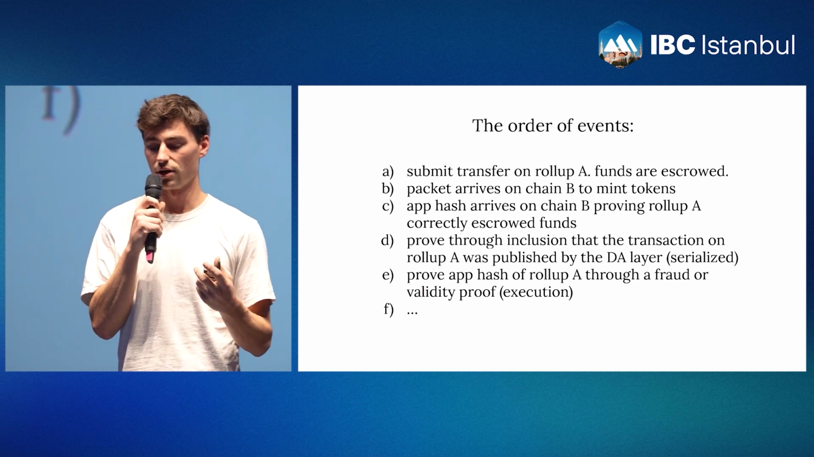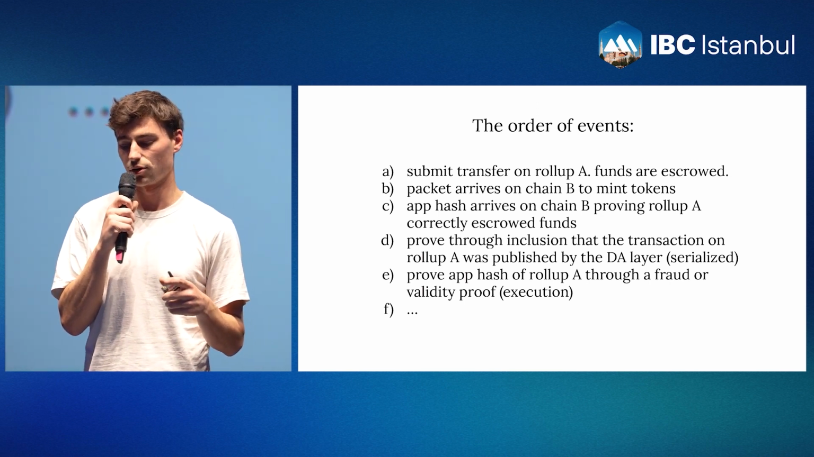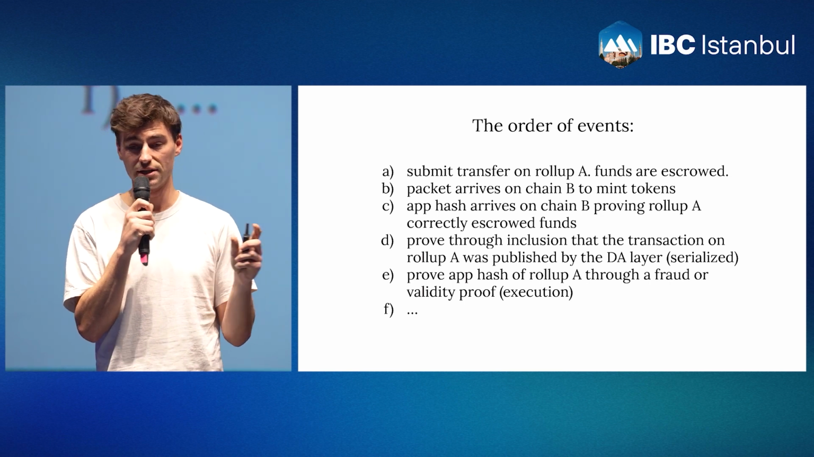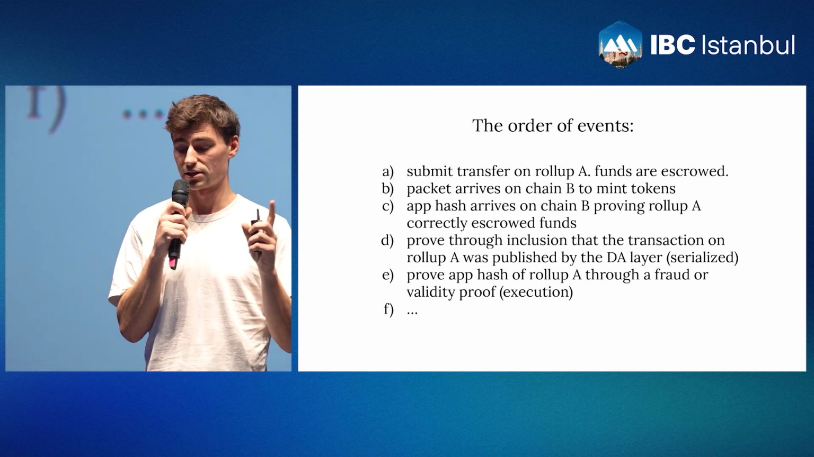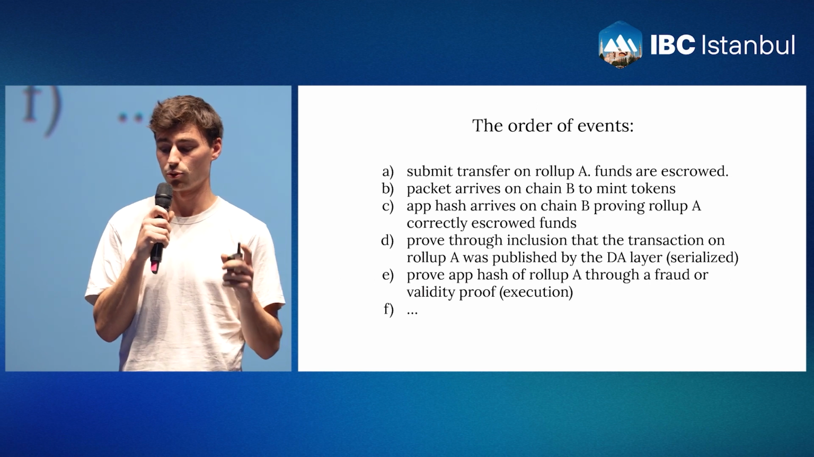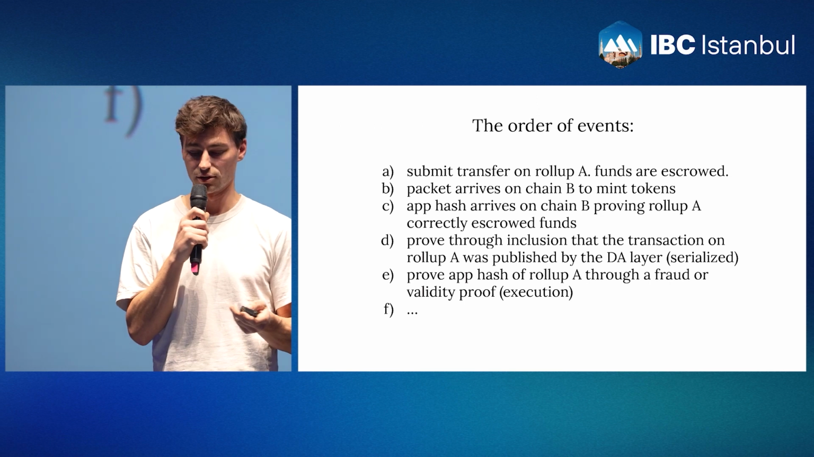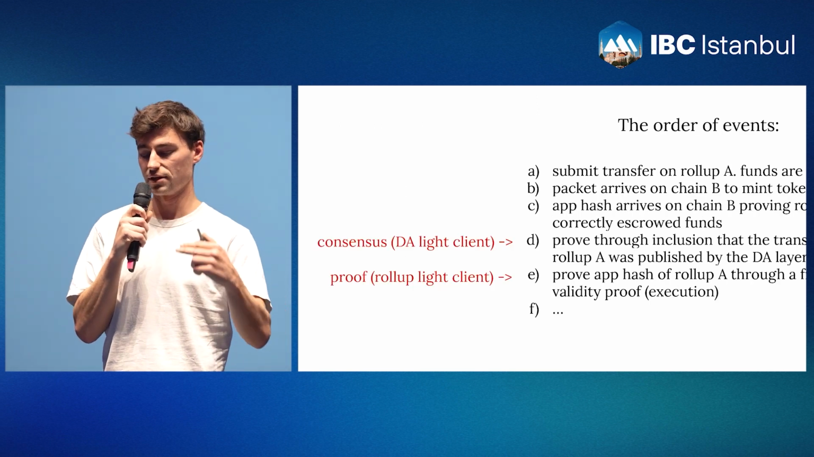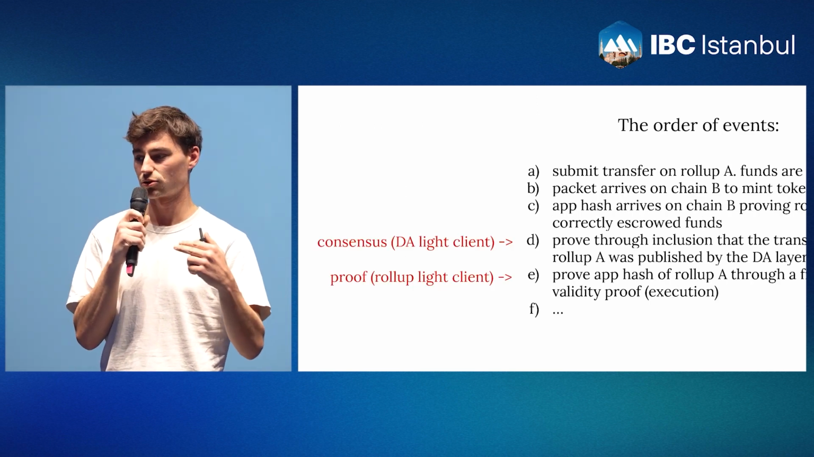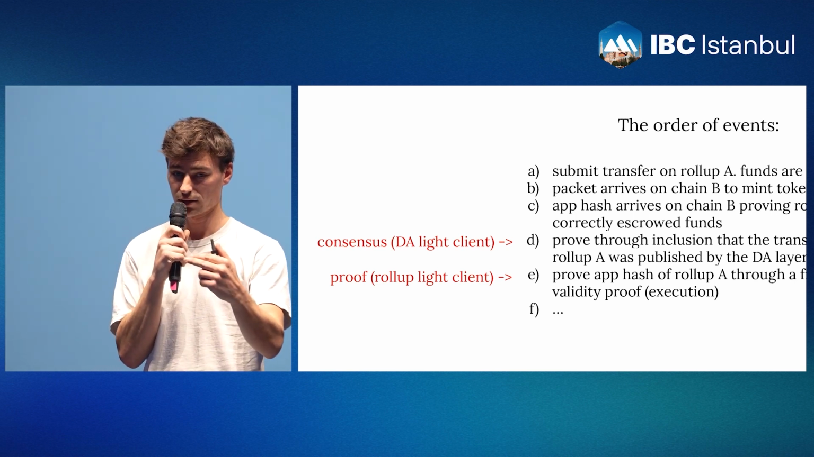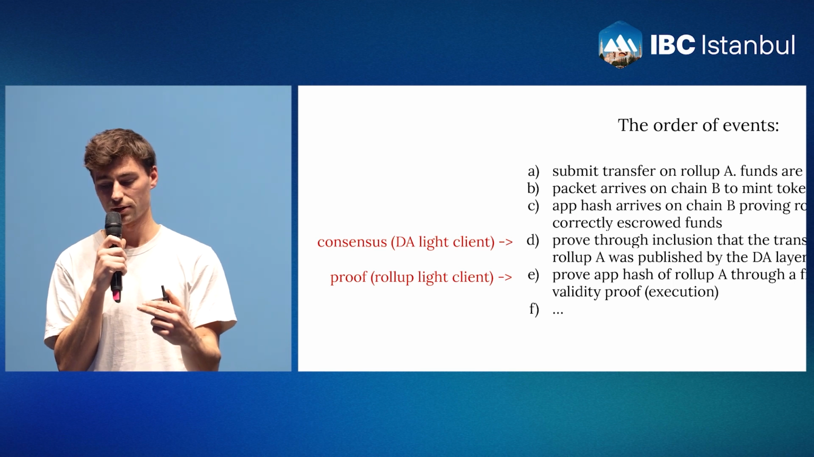And then we have these two parts, D and E, which are very important. We prove through inclusion that the transaction on rollup A was published by the DA layer. That is the first step. The second step is that we prove the app hash of rollup A through a fraud or validity proof. And we can divide these into two types of clients. Aditya has talked about conditional clients here, where first we have to satisfy the DA-like client, and then we satisfy the rollup-like client.